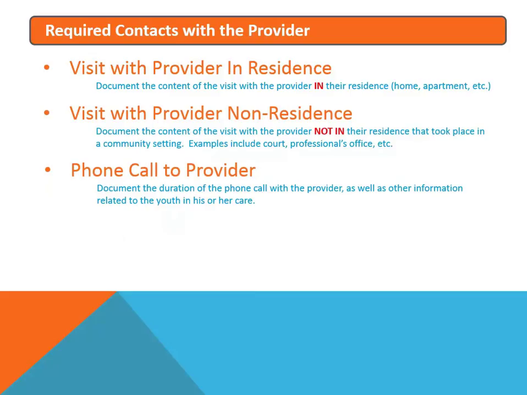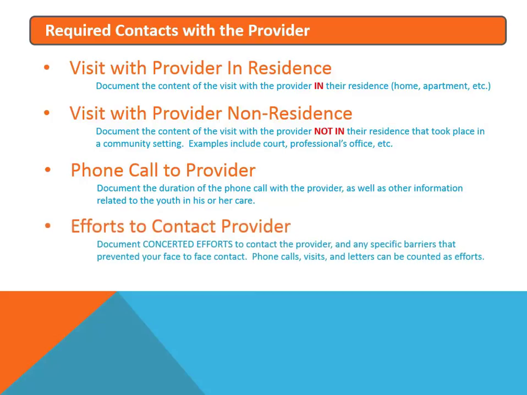The 27th required contact type is phone call to provider. This type of contact should only be selected when there was no face-to-face contact for the month with the provider. Make sure to document the length of the phone call and any other pertinent information related to the provider and the youth in his or her care.